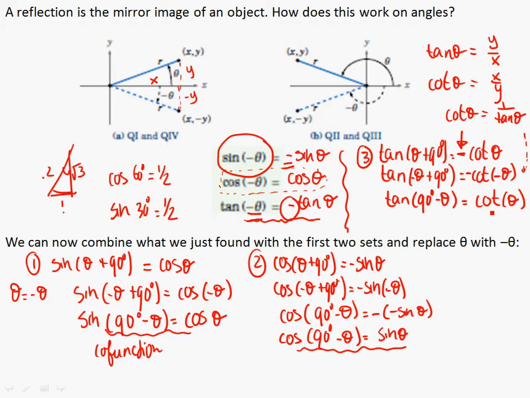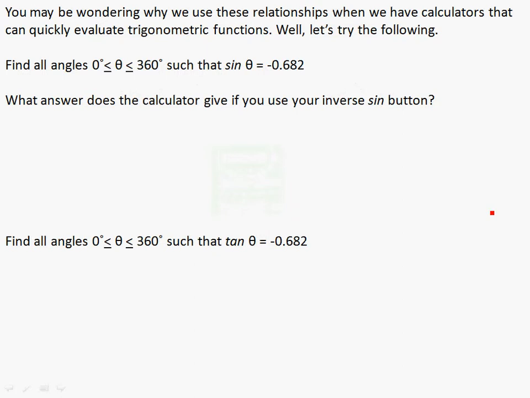So now let's see, why is all this important and how do we work with this? The reason we have some of these rules is because our calculator doesn't always give me what I want. So if anybody has a calculator, if the sine of theta is a negative 0.682, what do I need to do to find the angle? So I want to know what theta is. How would you do that? You've done this before, just not with this awkward decimal.